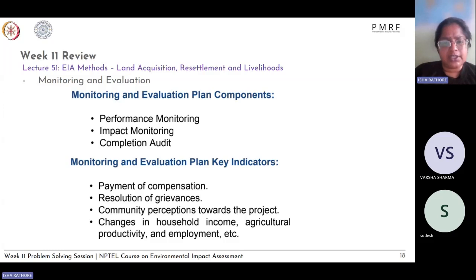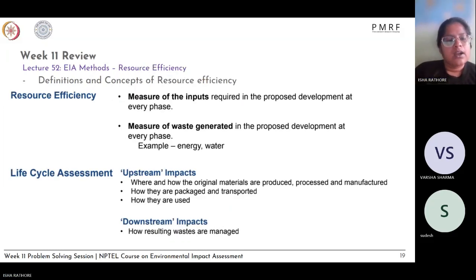Whether the community perceptions towards the project have moved from negative to positive, and whether there are any changes in household income, agriculture productivity, and employment. So those are the key indicators on which monitoring and evaluation happens. So that was all which was discussed in lecture 51.